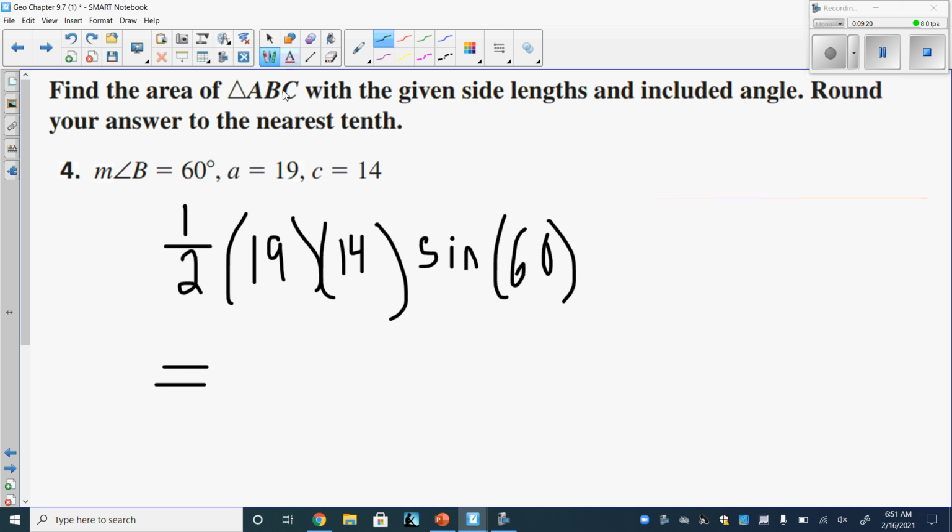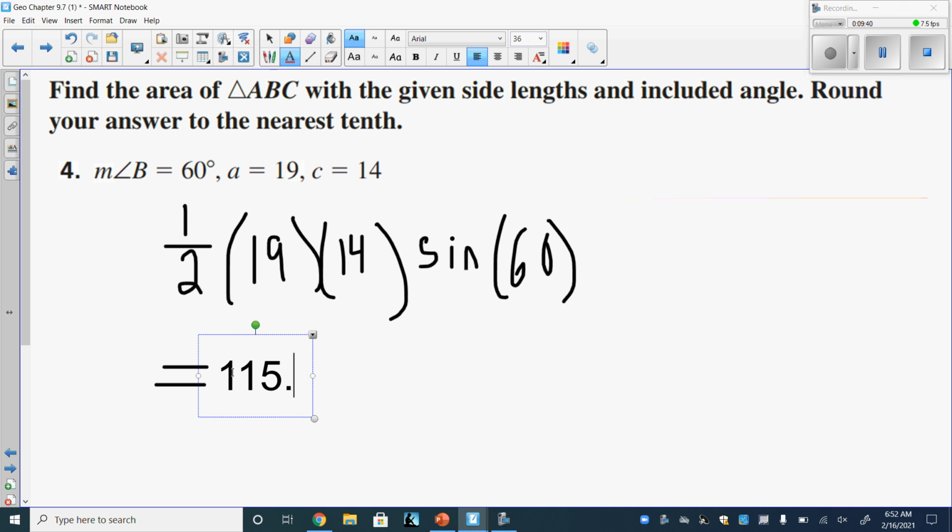And again, at this point here, we can type all this into the calculator, because the calculator can solve this for us. If we type 1/2 times 19 times 14 times sine of 60, we get 115.18. But since we're rounding to the nearest tenth, it'd be 115.2. And that there would be our answer. And that's all we have to do for this here.